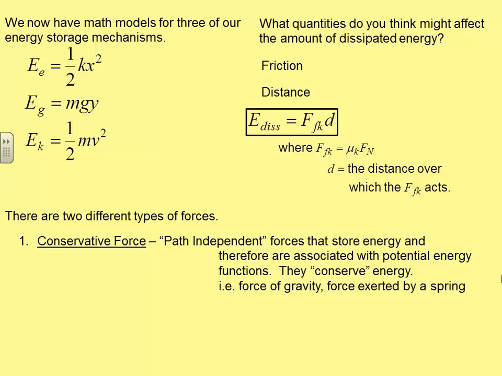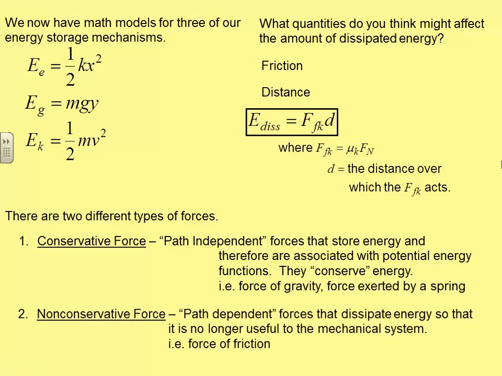Now, friction, however, doesn't work that way. And it's because the amount of EDIS depends on the distance. So the further you push something, the more dissipated energy you have. And therefore, how you get from point A to point B is going to be important to figure out how much energy is dissipated. So friction is one of what are known as non-conservative forces. Yes, not very original, but still. These are forces that are not conservative. In other words, they are path-dependent forces. And usually they are ones that are associated with dissipating energy that's no longer useful to the mechanical system. And forces of friction fall into that category. So we kind of have two different kinds of forces.